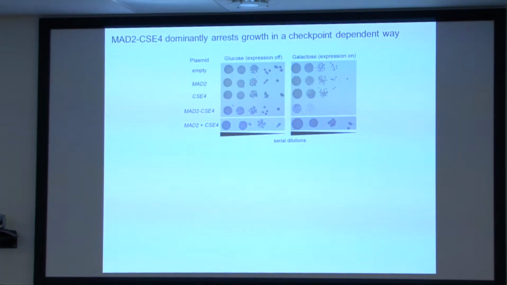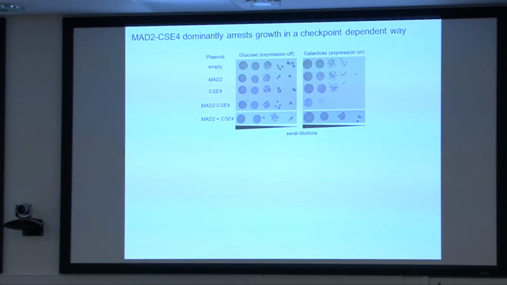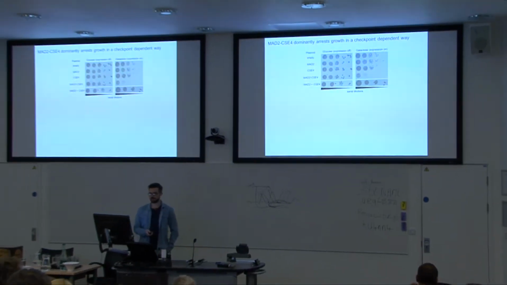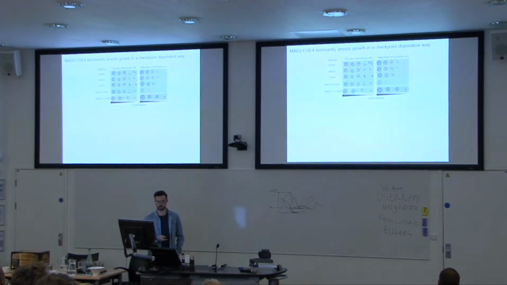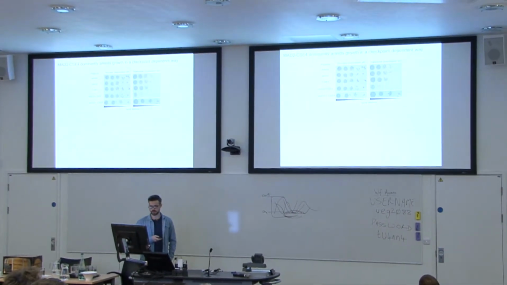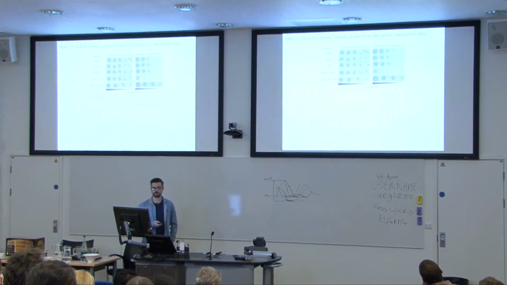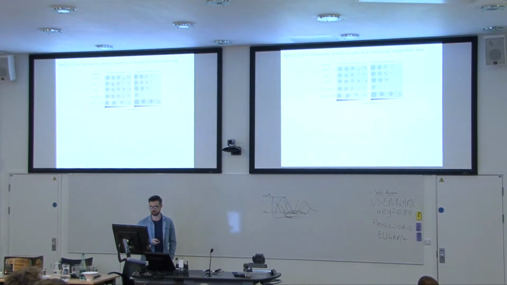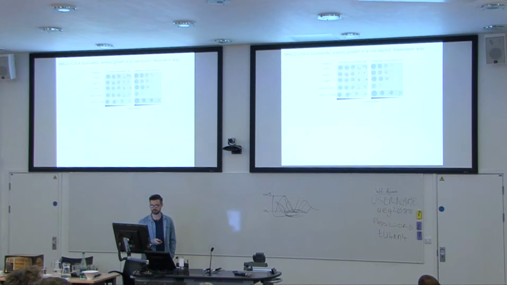Because of our system, it stops growth. We can't look at it unless we have a conditional expression of our fusion. So we created a construct where we fuse MAD2 to CSE4 directly, the two open reading frames, under the control of the GAL promoter. On galactose, this fusion is expressed, but on glucose it isn't.